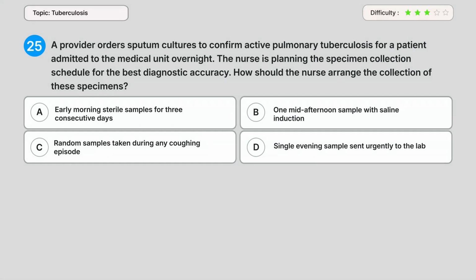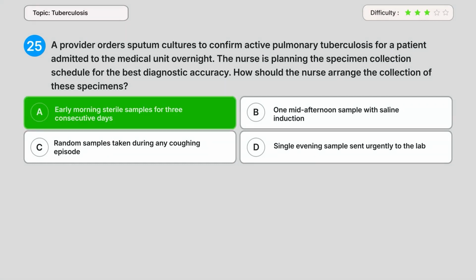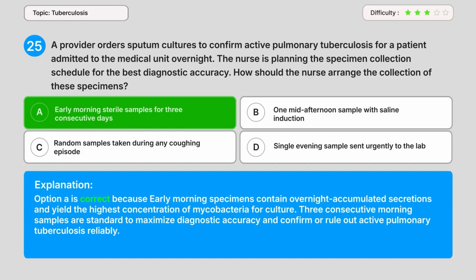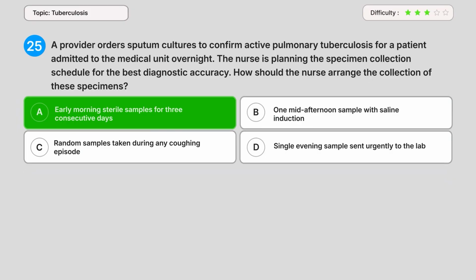Correct answer. A. The early morning sterile samples for 3 consecutive days. Early morning specimens contain overnight accumulated secretions and yield the highest concentration of mycobacteria for culture. 3 consecutive morning samples are standard to maximize diagnostic accuracy and confirm or rule out active pulmonary tuberculosis reliably.